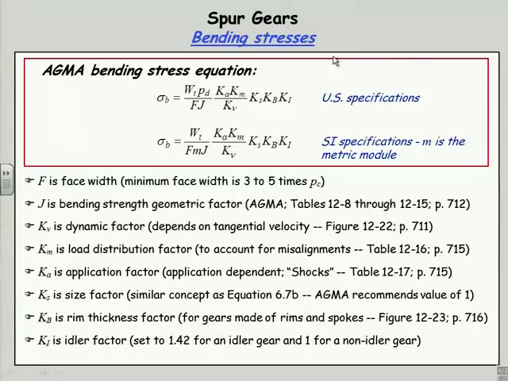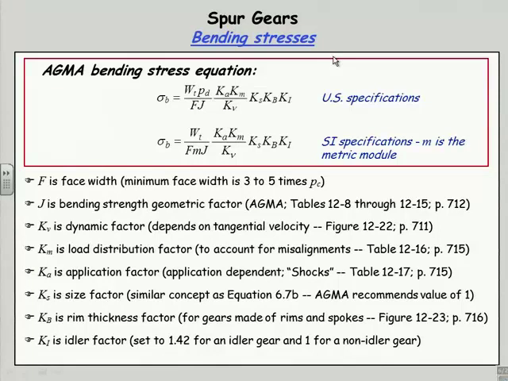So up at the top, I give you both SI and US versions of the same thing. But the difference is, notice that PD, which is diametral pitch, is in the numerator of the US equation, and M, or module, is in the denominator of the other, because they're reciprocal.